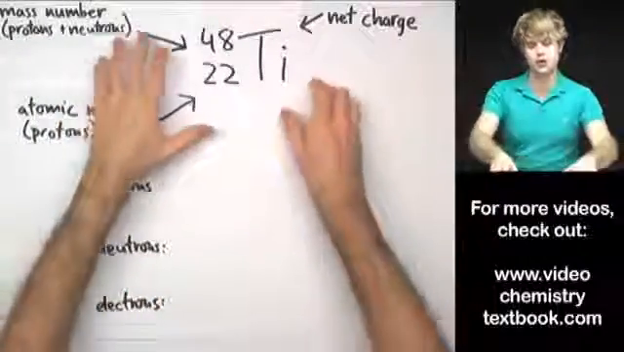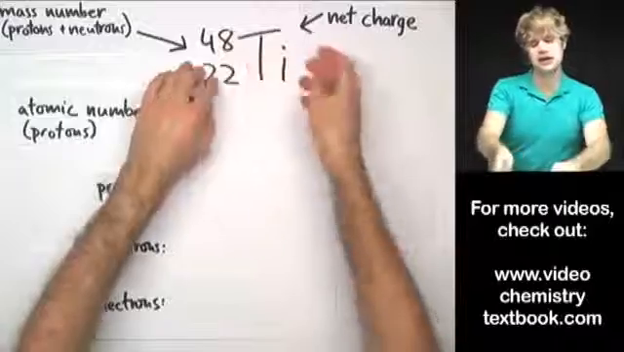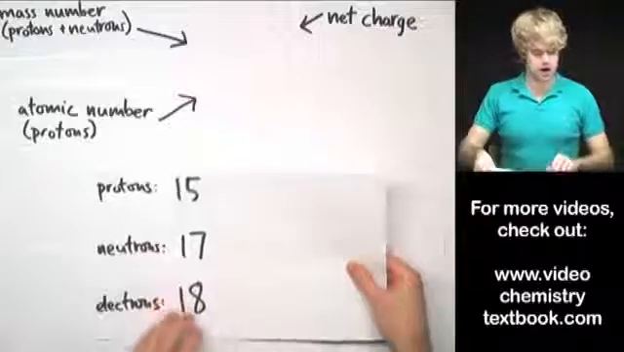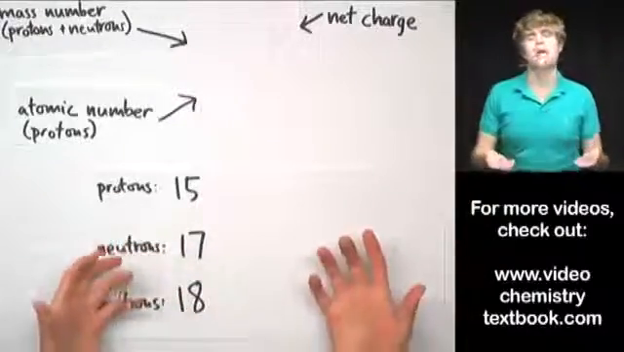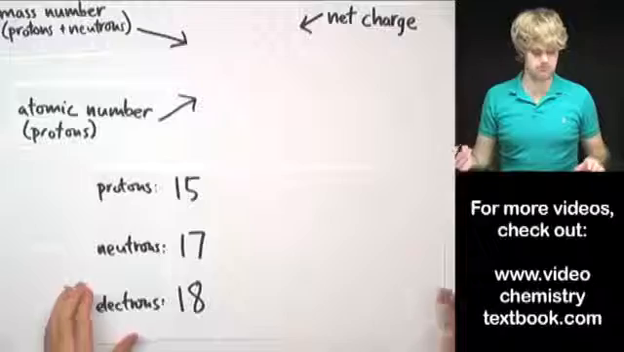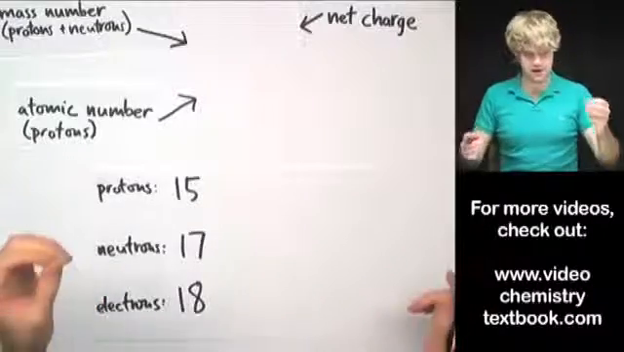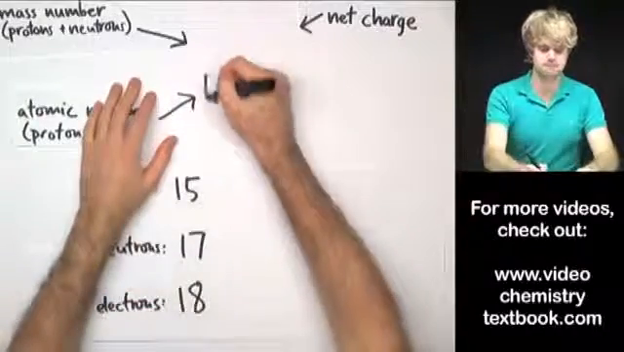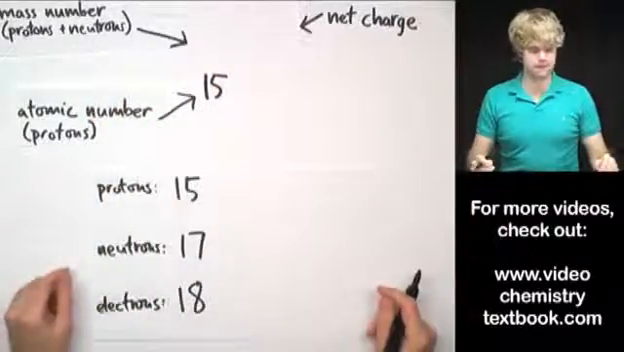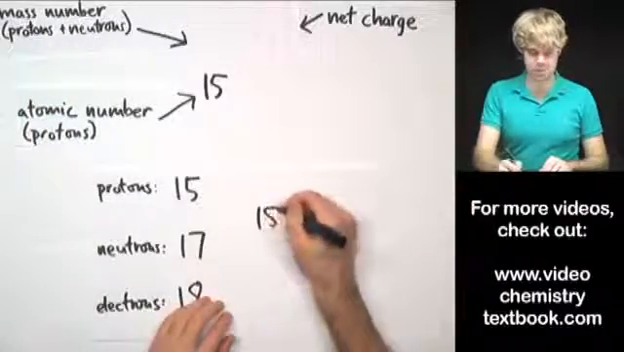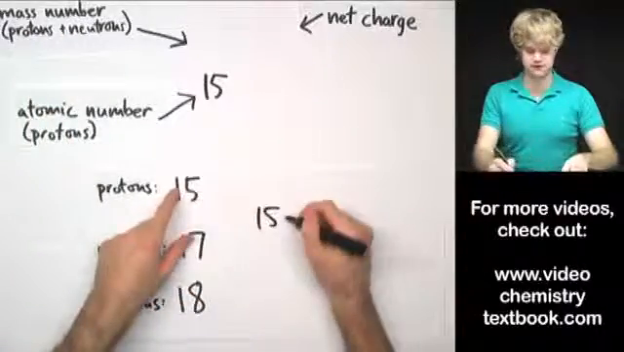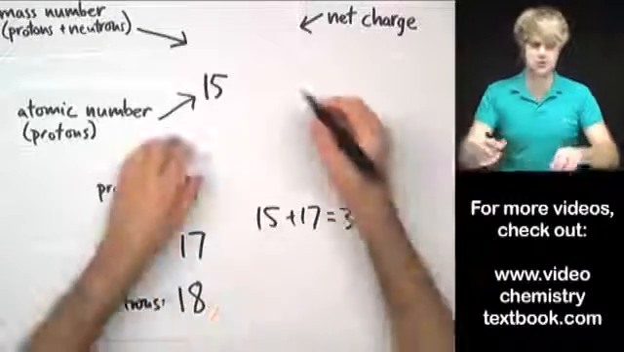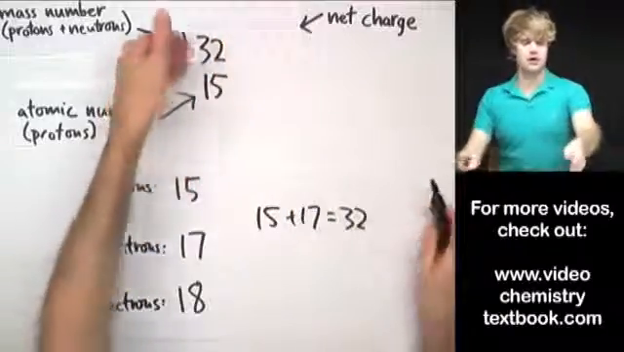Okay, so now I want to go in the other direction. Instead of taking a symbol and finding out the number of protons, neutrons, and electrons, I want to start with protons, neutrons, and electrons. I already know how many I have, and I want to write this symbol here. Let's start out with the atomic number, 15, the number of protons. I'll write that in right here. Now how about the mass number? Well, the mass number is protons plus neutrons, so I'll take 15, add it with 17, and I'm going to get 32. So that's the number that goes up here, 32 for the mass number.